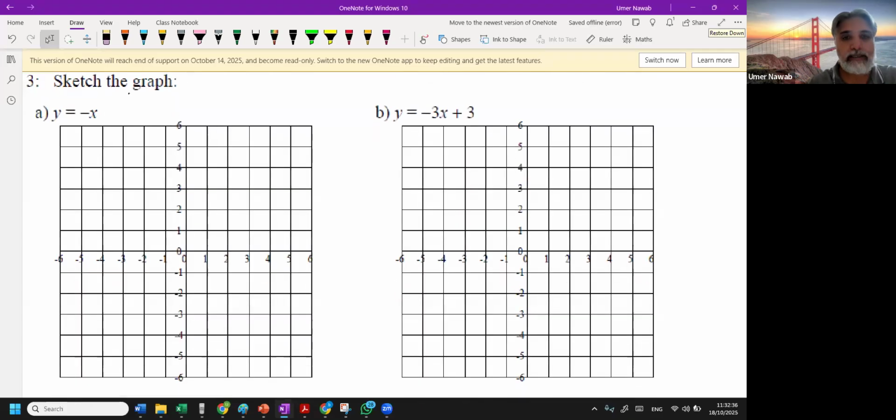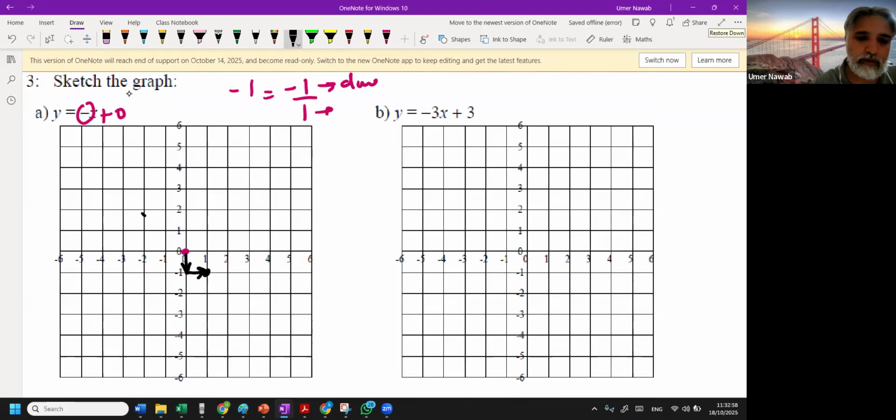Now y is equal to -x plus 0 because there is no y-intercept. So you must be standing on 0. Gradient is -1. -1 means -1 over 1, which means 1 down and 1 right. So 1 down and 1 right. So this is my final point. This is the rough sketch.